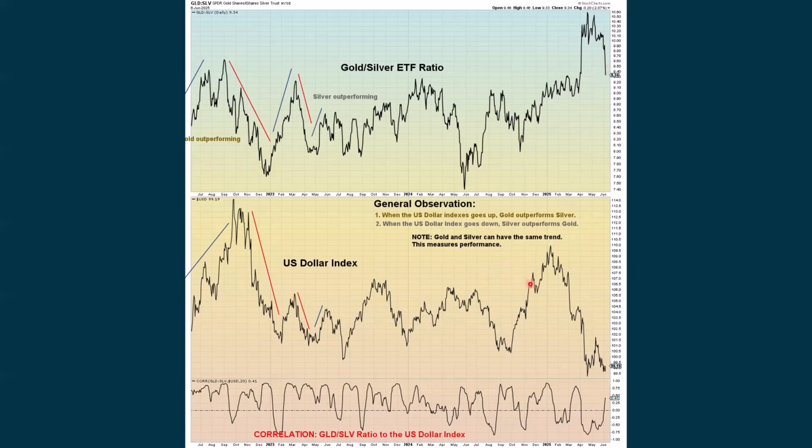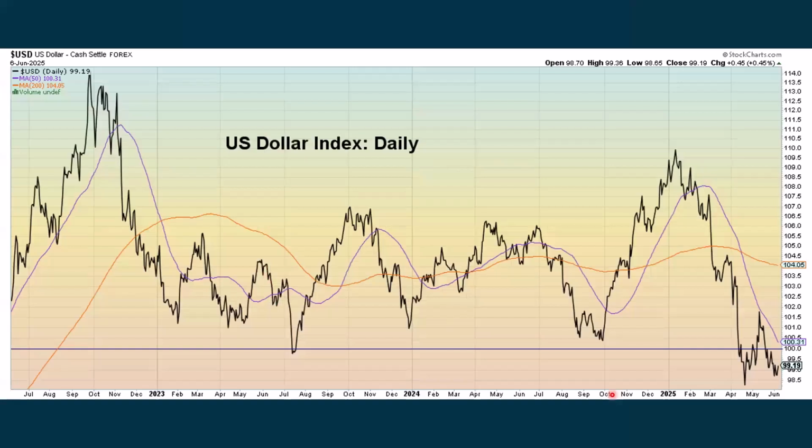And then we plot the US dollar index down below, and the dollar's been pretty weak lately. Well, we can see as this ratio is going down and the dollar's been going down, this correlation is actually getting stronger, meaning they're going in the same basic direction at the same time. The dollar is under pressure, under 100, in a downtrend on the daily chart. It's also in a downtrend on the weekly chart.